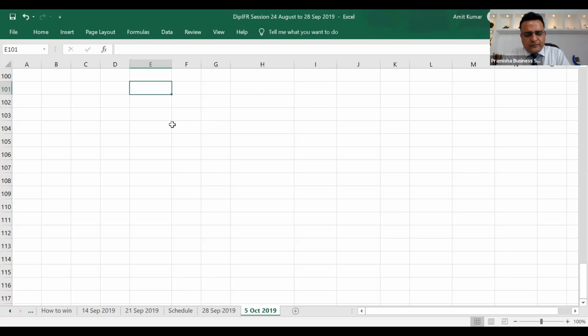Now, what about sale and leaseback transactions?